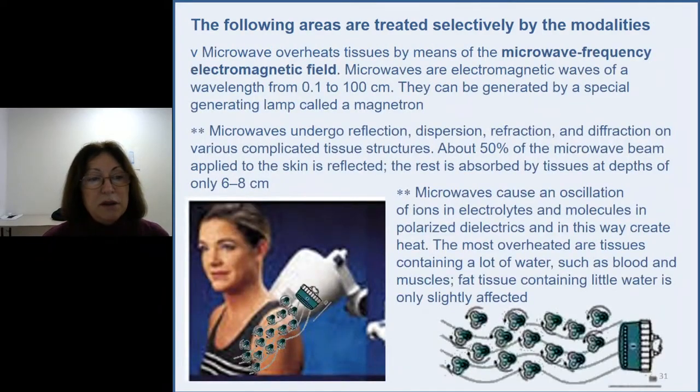And the next, please, microwave overheats tissues by means of microwave frequency electromagnetic fields. Microwaves are electromagnetic waves of wavelengths from 0.1 to 100 centimeters. They can be generated by a special generating lamp called a magnetron. So it is not different, the influence of the radiation. Remember that this radiation means the electromagnetic wave. And what is it? It is the combination of electric and magnetic field. So both are carrying energy, and this energy is transferred into the tissue, into heat.